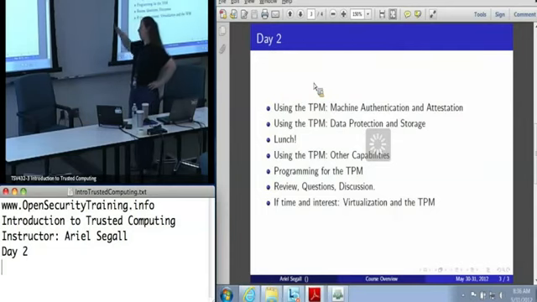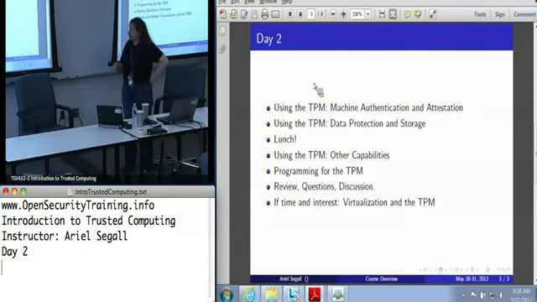But the plan for the morning is to talk about using the TPM for machine authentication and attestation. So going into much more detail about some of the keys and structures that we talked about yesterday and trying to provide a little more context for when and how to use them. When I talk about some of the options that some of these keys have, we'll talk about what those are and why we want one or the other.